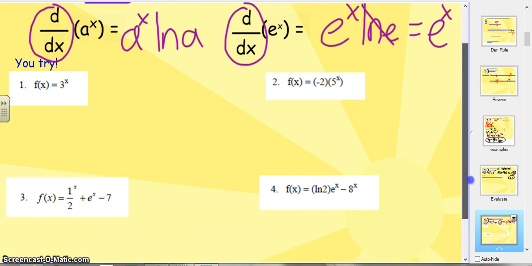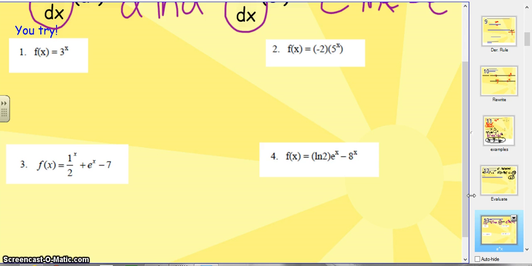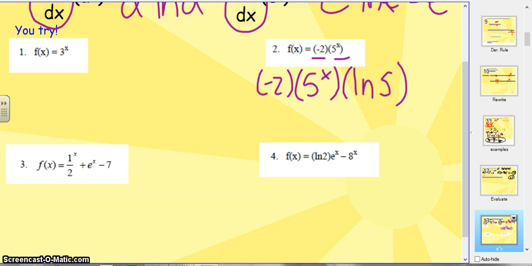All right, I'm going to try number 2 and number 4. So if it has a constant in front of it, the constant stays. So see this number? It's going to stay. Okay, we're going to do the derivative of 5 to the x, which would be 5 to the x ln 5. And that's it.